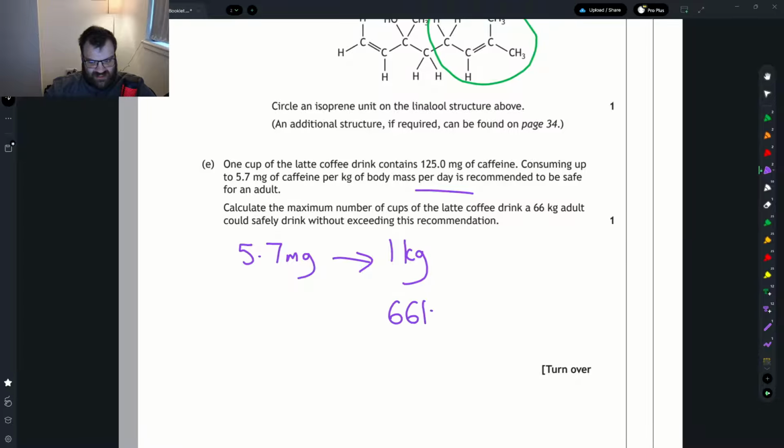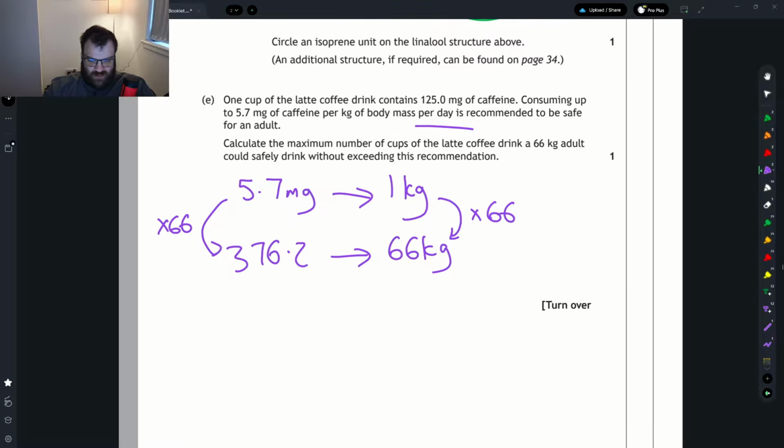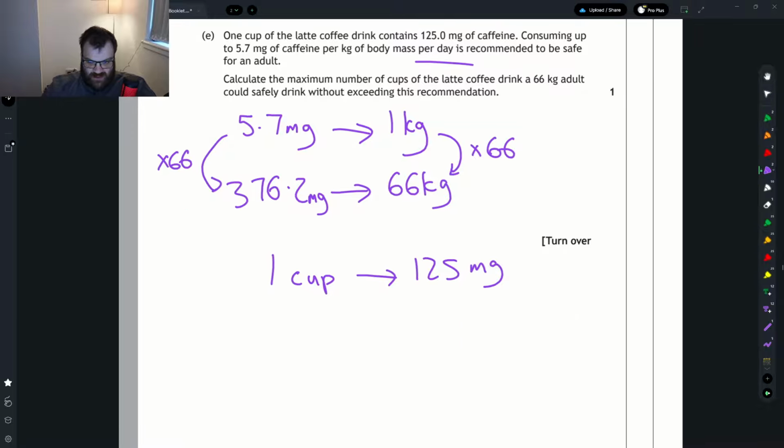So it's 66 kg adult. How do you get from 1 to 66? You times by 66. So 5.7 times 66 gives us 376.2. Just times by 66. Well, what are they saying now? Oh, that's milligrams. Make sure we check our unit. So 1 cup is 125 milligrams, and we are asked about 376.2 milligrams.